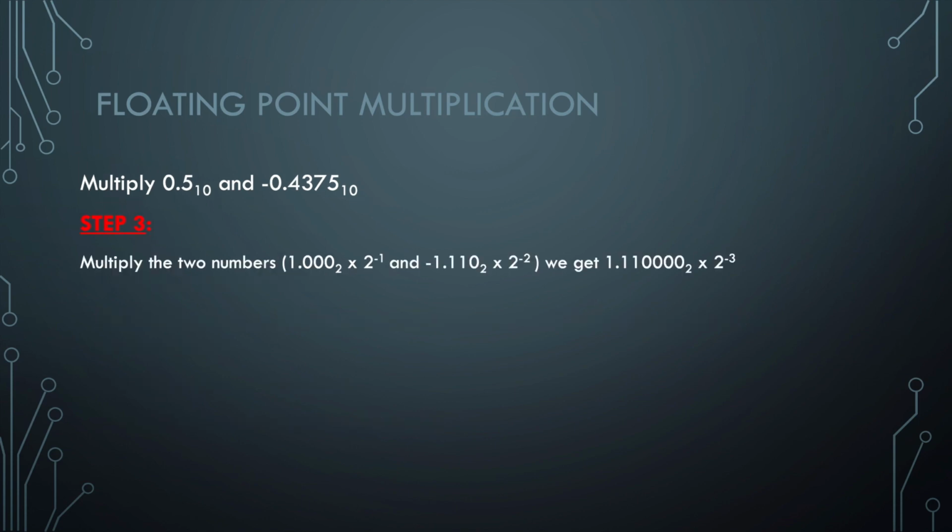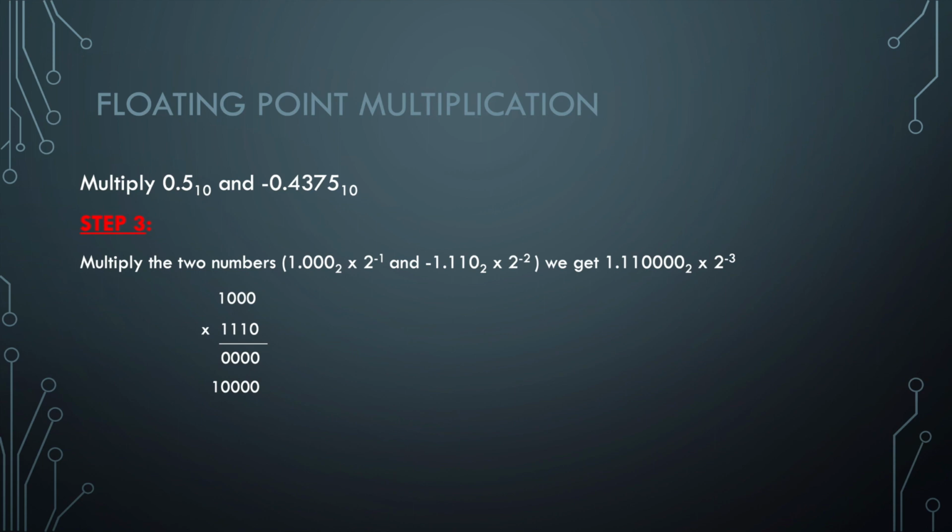Now, we need to multiply the two numbers by doing a binary multiplication. So we have the multiplicand, which is 1000, and the multiplier, which is 1110. We start by taking the rightmost bit of the multiplier and multiply it by the multiplicand. That gives us 4 zeros. And then we add a 0 on the right and multiply the second rightmost bit of the multiplier by the multiplicand. That gives us 1 followed by 4 zeros.